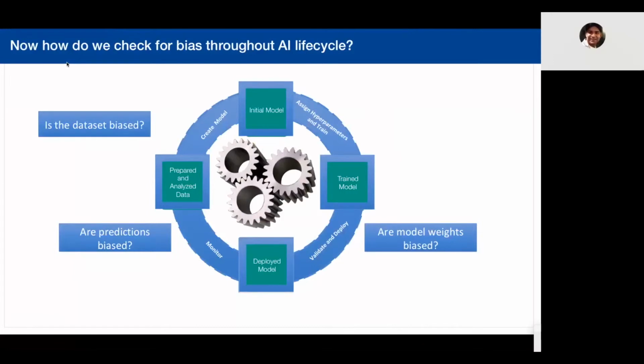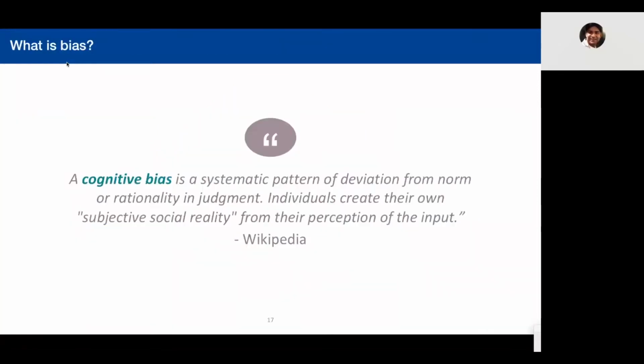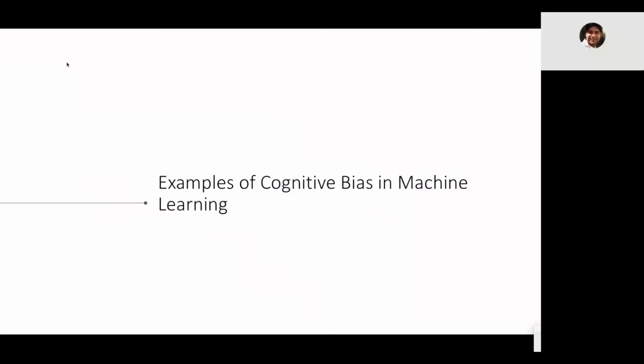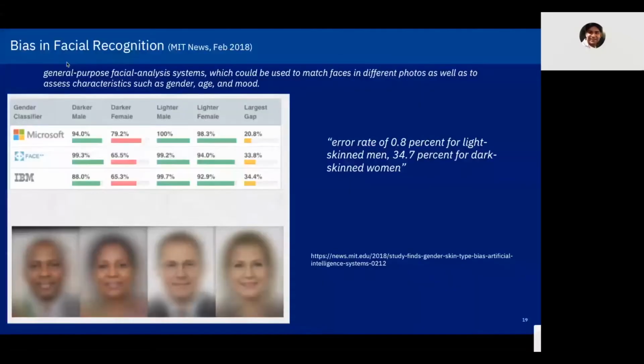Now that we have checked for robustness, how do we actually check for bias throughout the AI life cycle? As I mentioned, bias detection can be done at various levels: at the data set, at your trained model, and for your deployed model. And ideally, the Wikipedia definition says that it's a systematic pattern of deviation from a norm or rationality in judgment.